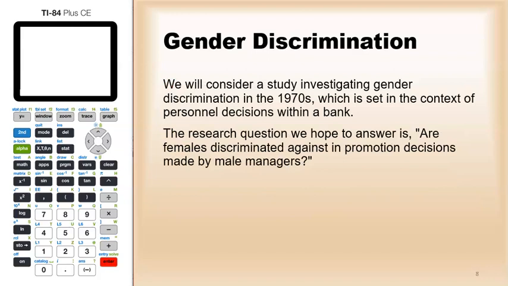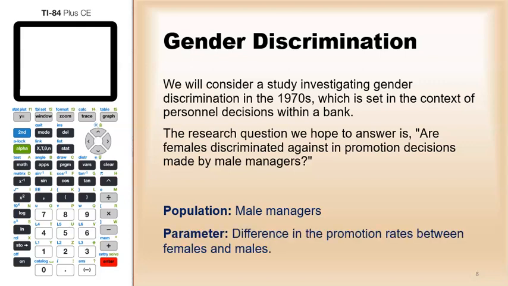Alright, so for the rest of this lesson, we'll consider a study investigating gender discrimination in the 1970s, which is set in the context of personnel decisions within a bank. So the research question we hope to answer: are females discriminated against in promotion decisions made by male managers? So in this case, the population are male managers. The parameter would be the difference in the promotion rates between females and males.